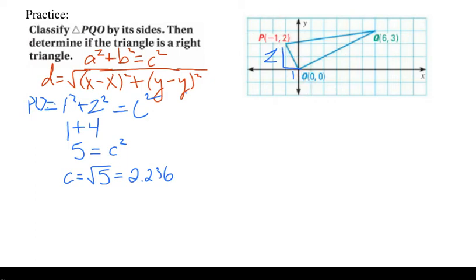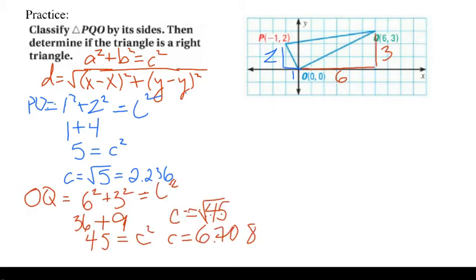So next I'm going to do between O and Q, which gives me 36 and 9. So if you look, you get 45 equals your c squared. When I counted, I got my 6 and 3, so my 9 and 36 when I square them. So the square root of 45 gives me 6.708.